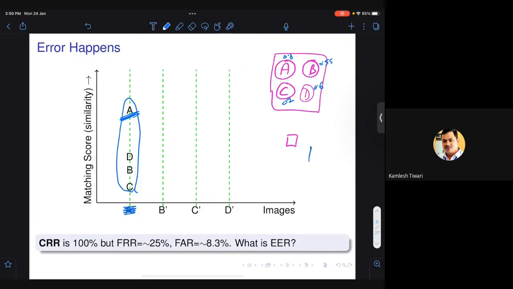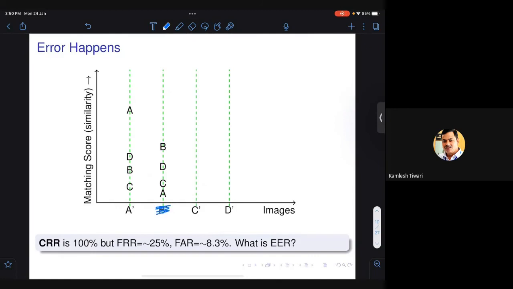Next day, some other person has come. I have arranged their scores in this particular order. Who is that particular person? B. He is B. Next day, another image, this was the sequence. Who is that particular person? C. Next day, one more image, this is the sequence. Who is that particular person? He is D.